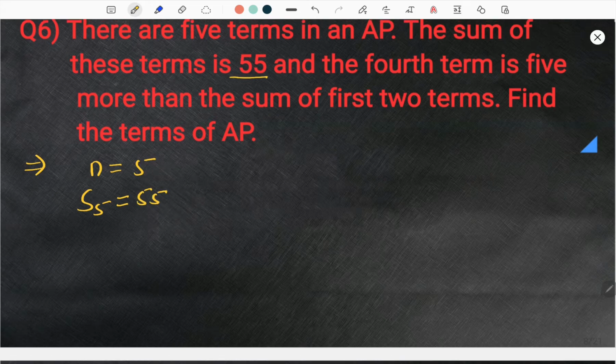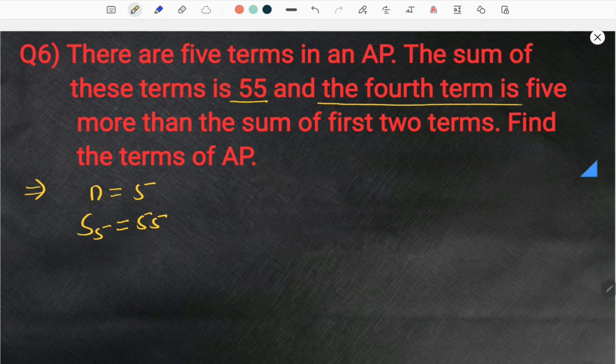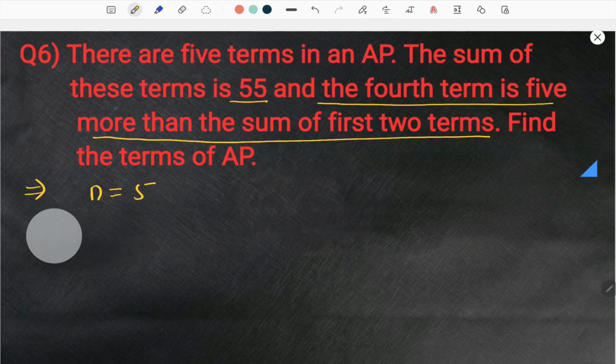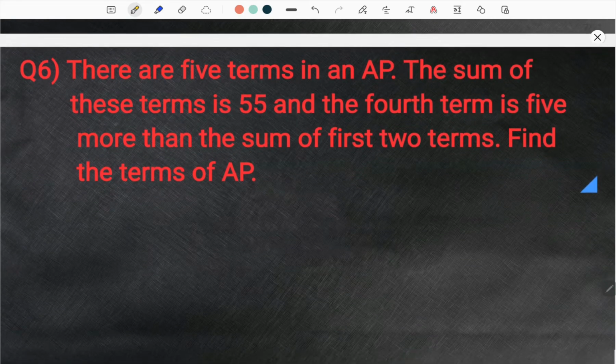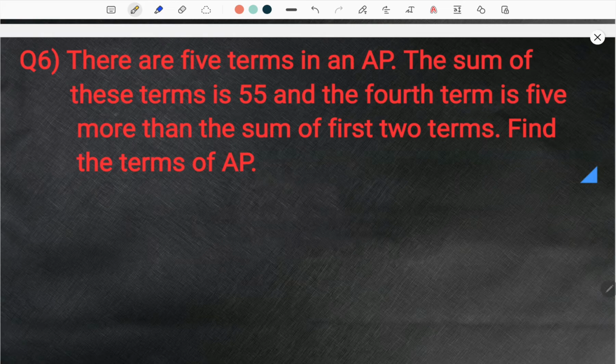So that sum is 55, and they are saying the 4th term is 5 more than the sum of the first 2 terms. Very important. These things you should be able to analyze. Okay, let me rub off all these things. Let us try to read the question first, then understand it, then we can go for the solution.